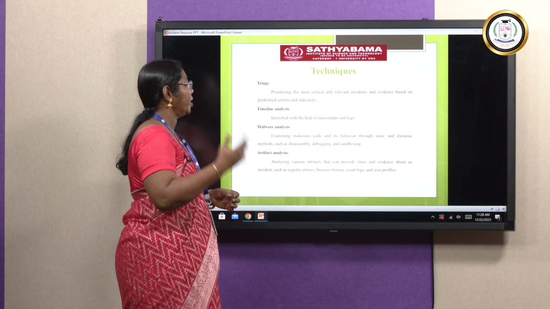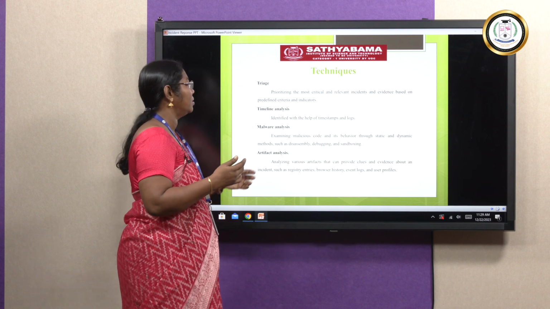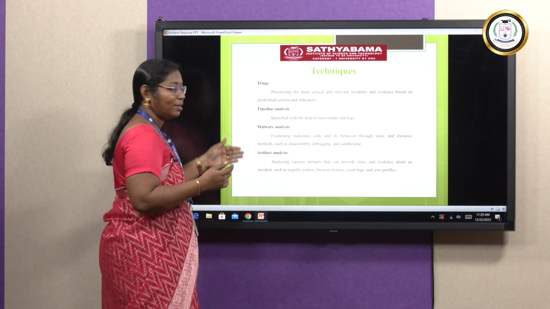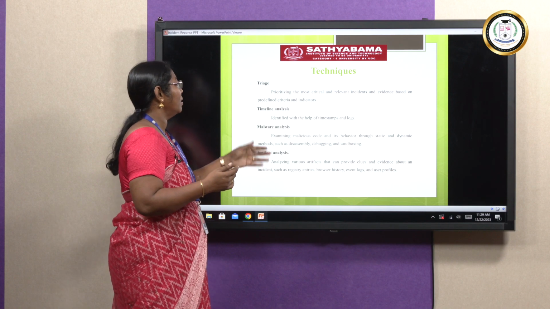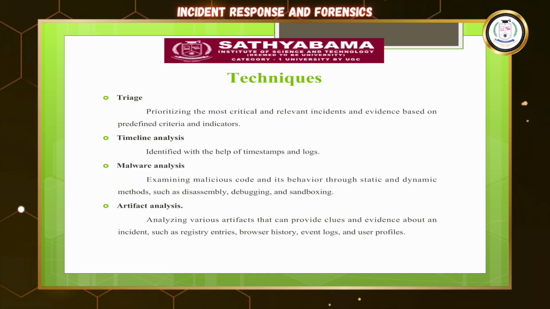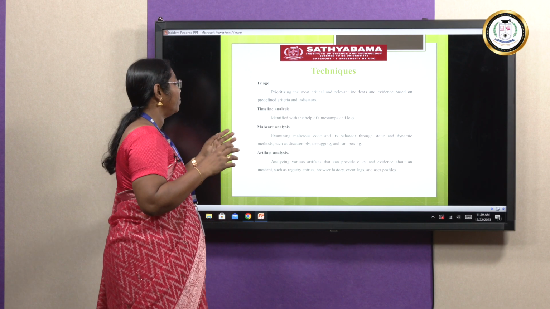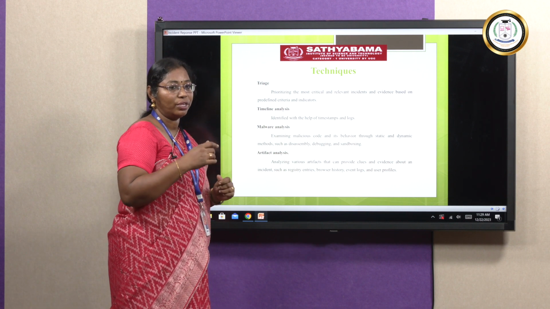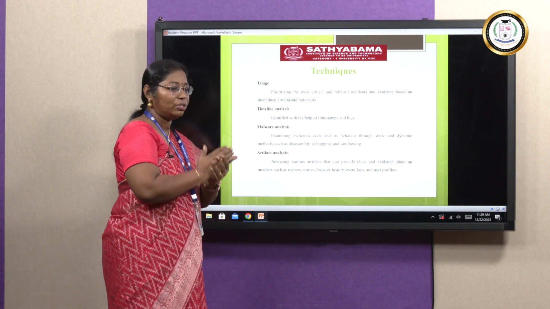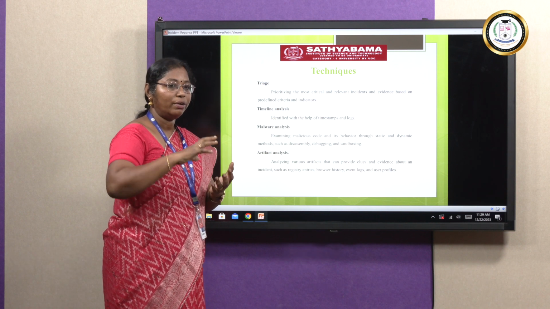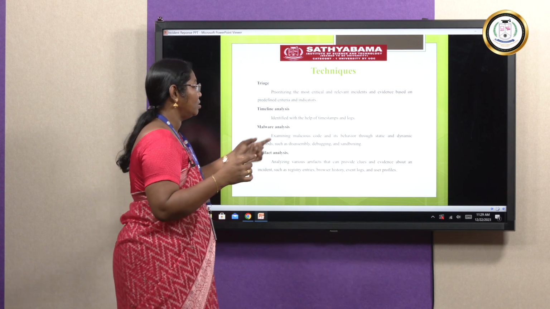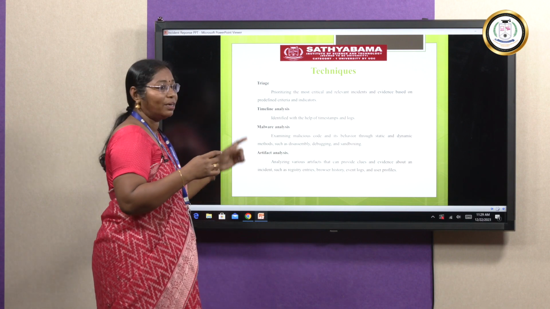What are all the techniques we use in incident response? These are the techniques available: triage, timeline analysis, malware analysis, and artifact analysis. Triage is prioritizing the most critical and relevant incidents and evidence based on predefined criteria and indicators, right? We partition the incidents, and after that we proceed with the process. So this is one of the techniques, triage.